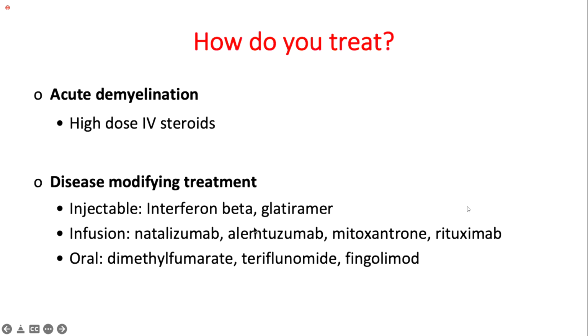Yes, we have interferon beta, we have mitoxantrone, we have rituximab, we have natalizumab, we have alemtuzumab. Do we have teriflunomide? Yes. Do we have fingolimod? Yes. Now, at undergraduate level, we are not going to ask you this. So why am I teaching you this? Anyone?